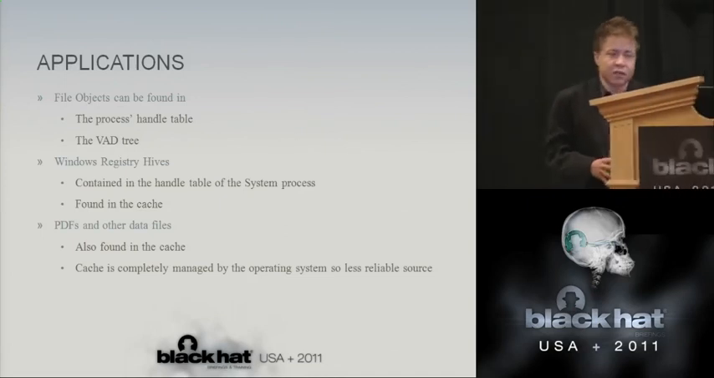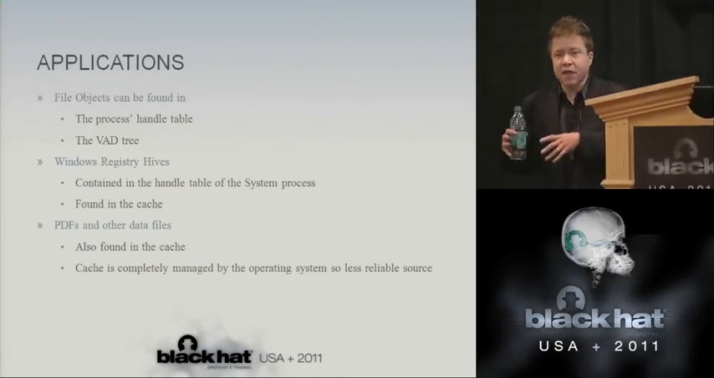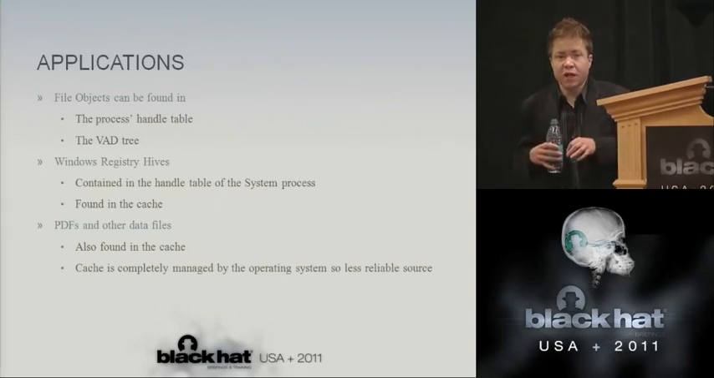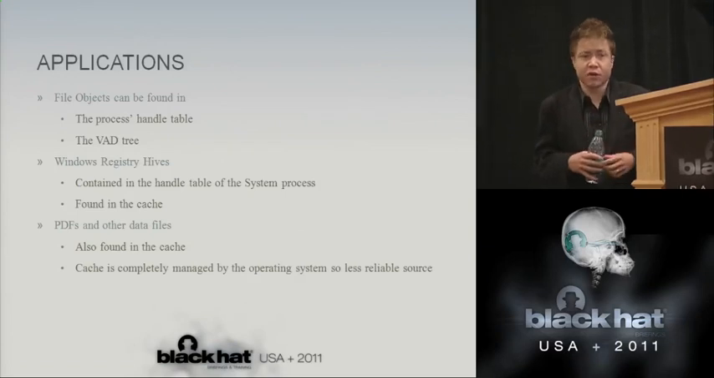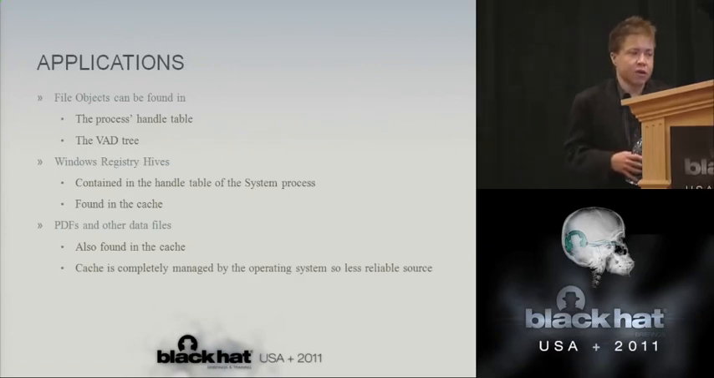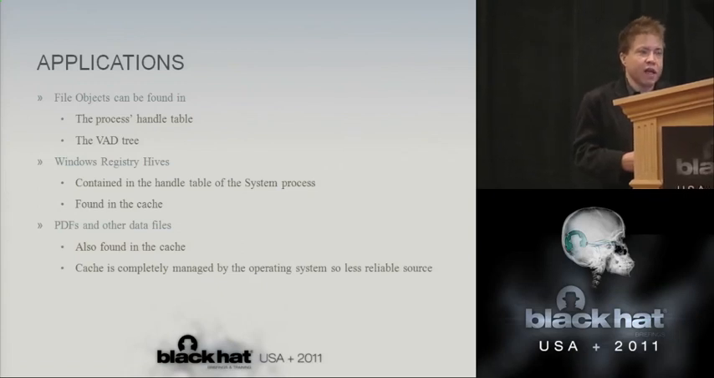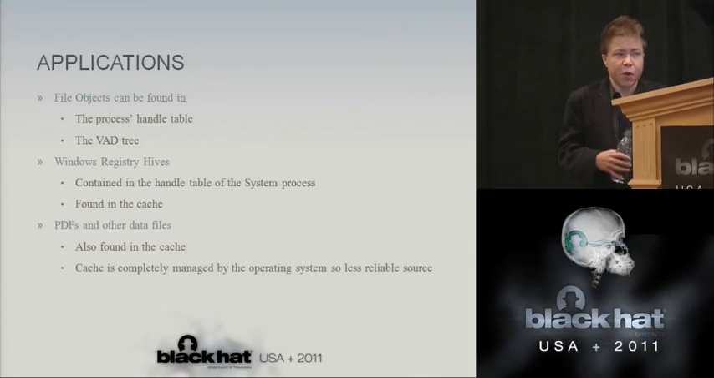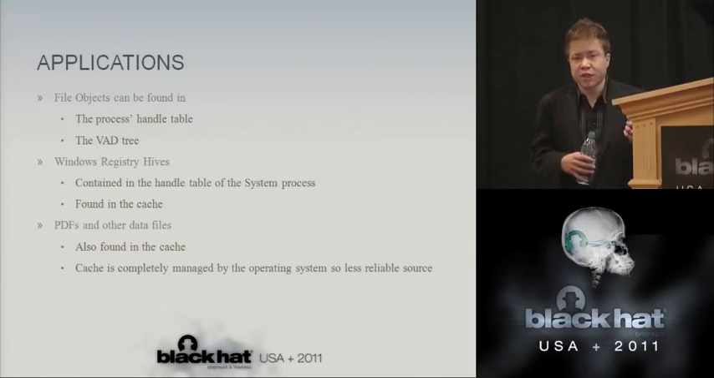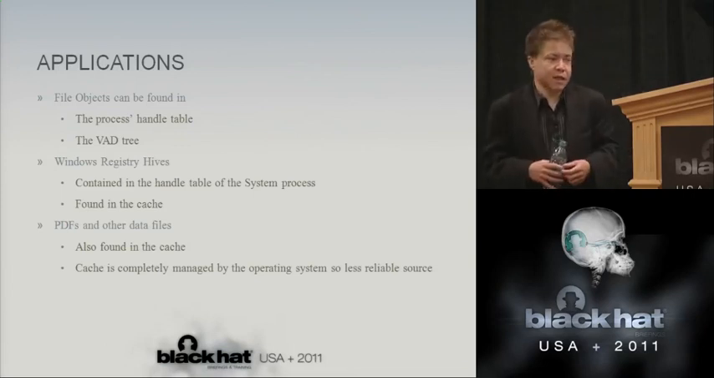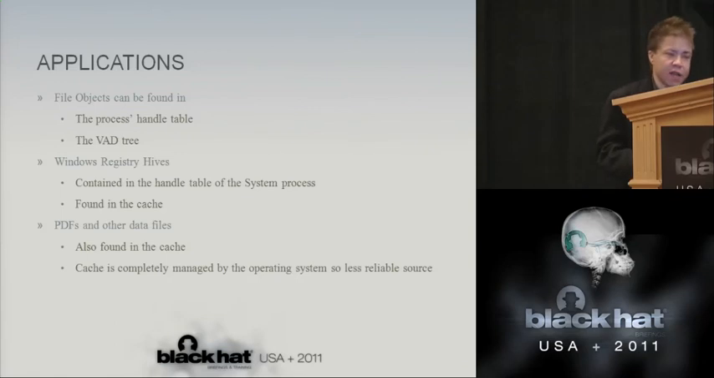So file objects, again, are found in the handle table. There will be a pointer to what's called the object header for that file object, and then we can just parse the file object itself and use those 3 pointers that we just talked about. Also, the VAD tree, if you recall, has a pointer to the control area, which has a pointer to the file object. So that's how we find file objects within the process context of whatever process we're analyzing at the time.